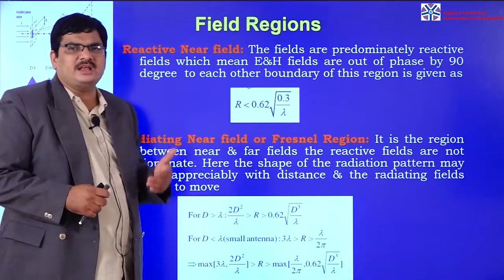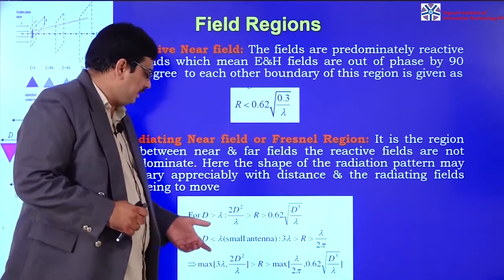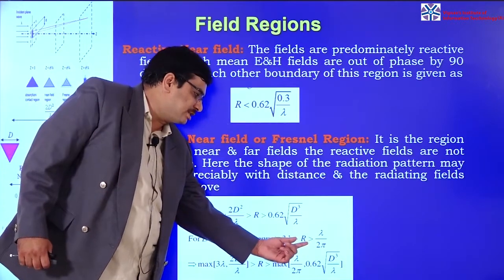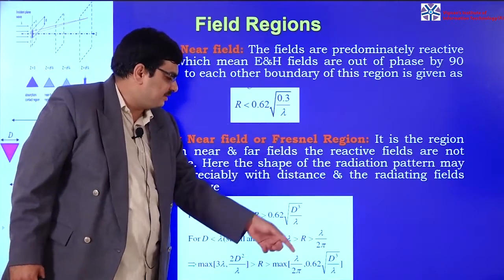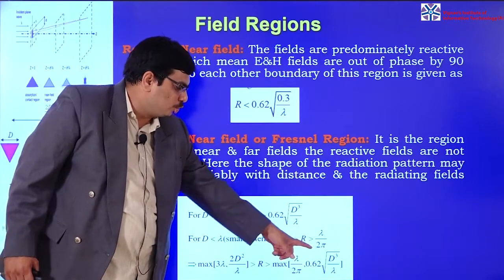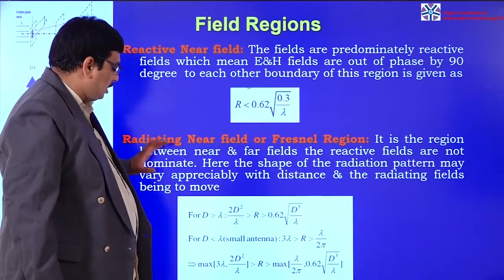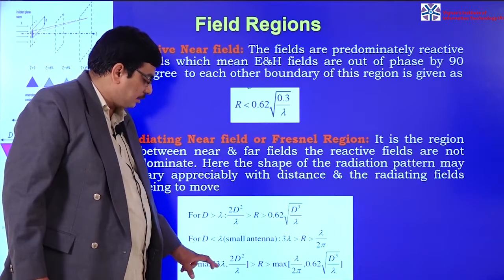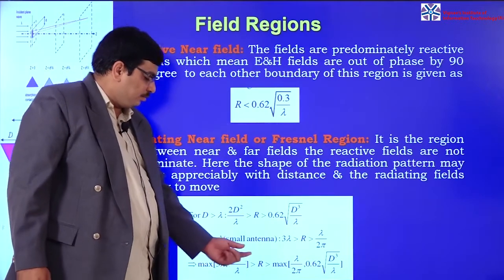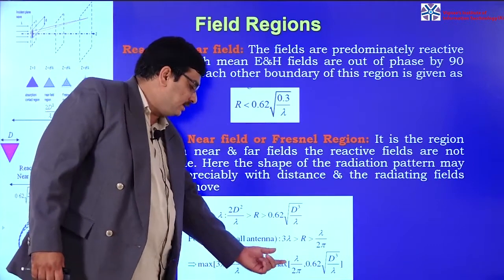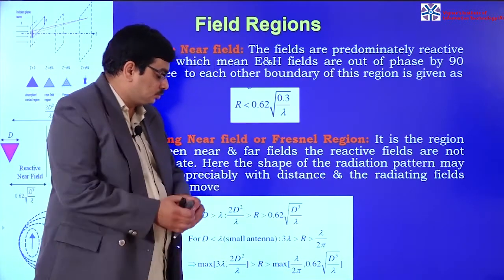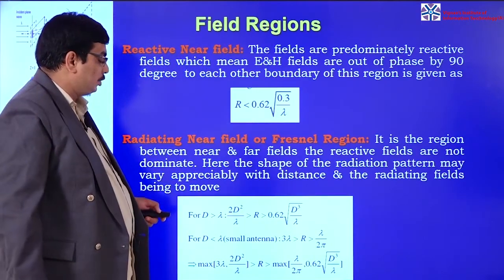If you are taking a very small antenna, then d is much less than lambda. Then the distance from your antenna to that Fresnel zone is lambda by 2 pi. So the total maximum distance is 2d square by lambda, which is the distance r, and it runs from lambda by 2 pi to 0.62 times the square root of d cube by lambda.